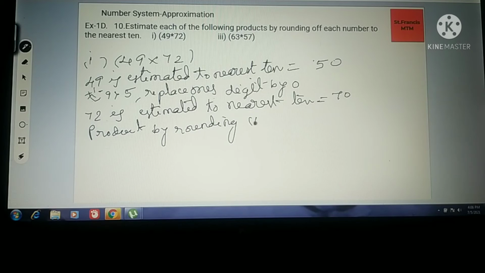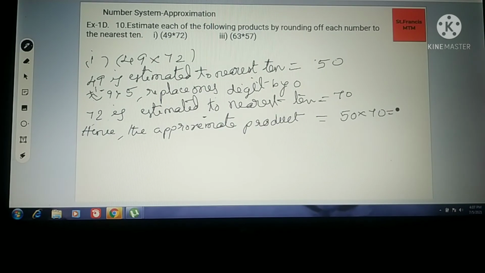By rounding 49 into 72, the required approximate product is equal to 50 into 70. We have estimated these values now. For the product, 7 fives are 35, and place the remaining zeros. So 3500. Okay, now see the next one.